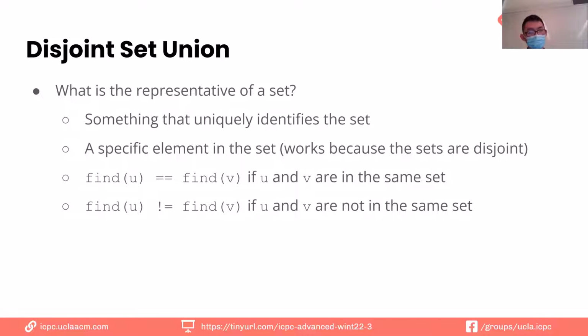And if we have a representative for each set, then find u is equal to find v if and only if u and v are in the same set. And find u is not equal to find v if and only if they're not in the same set.